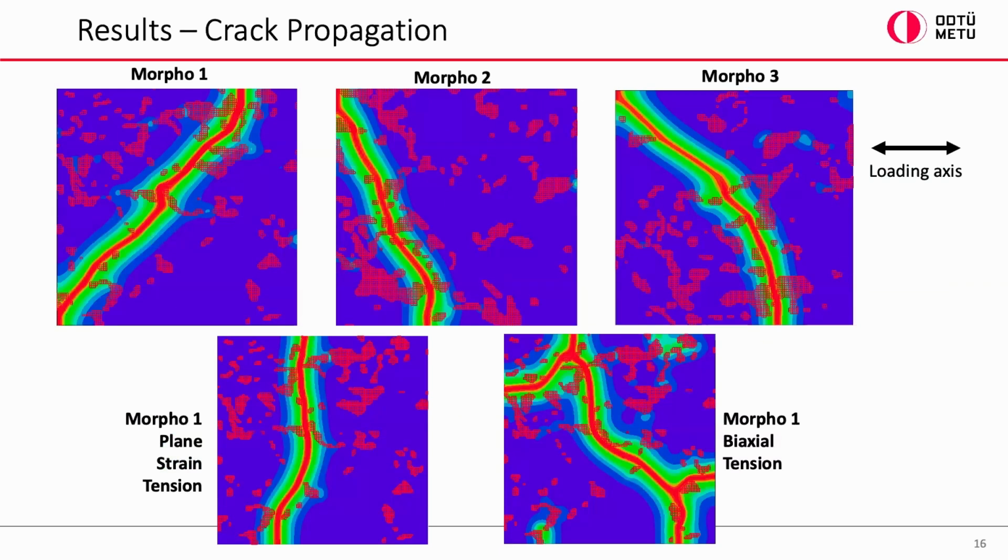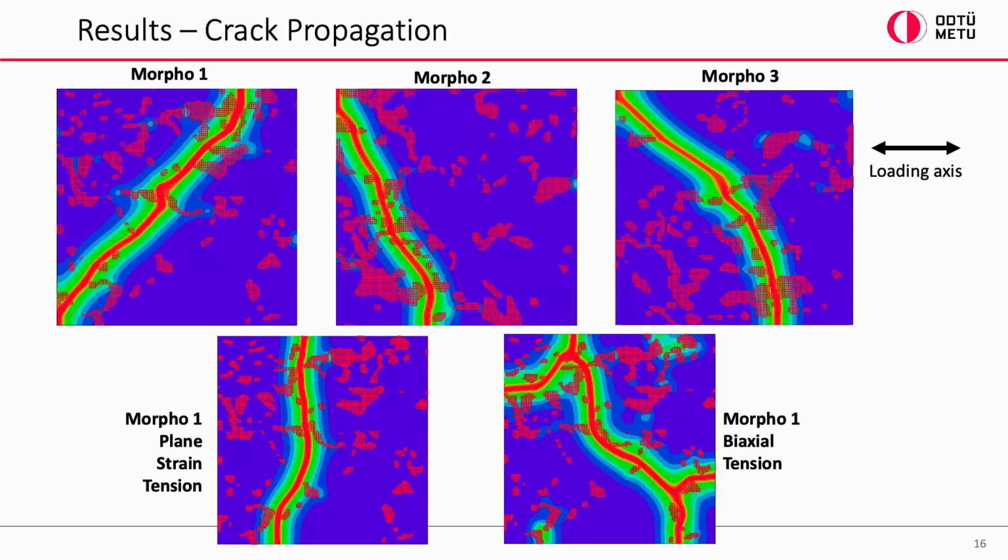If you check the crack propagation, this is the good thing about the phase field model. You can make nice pictures of crack propagation with this model. On the top case, we show the uniaxial tension cases. The cracks are always slanted with respect to the loading direction, and they mainly go around the martensite grains and through ferrites. The bottom two are the plane strain tension and the biaxial tension cases.